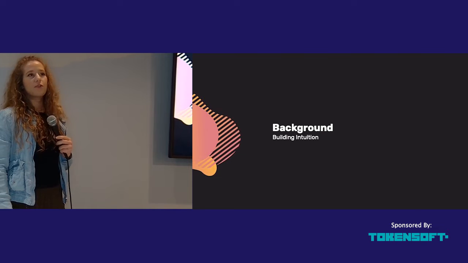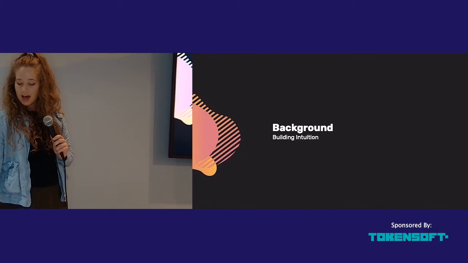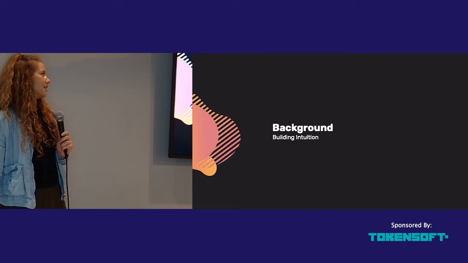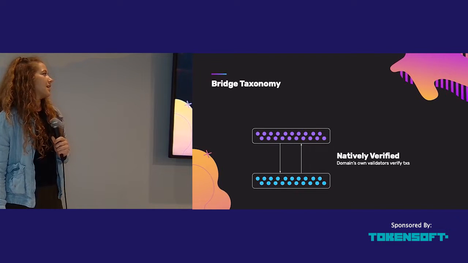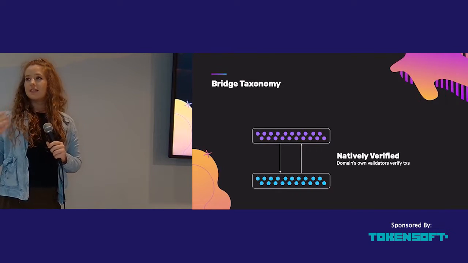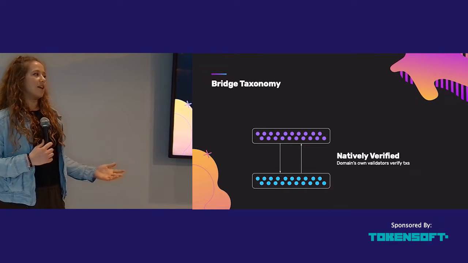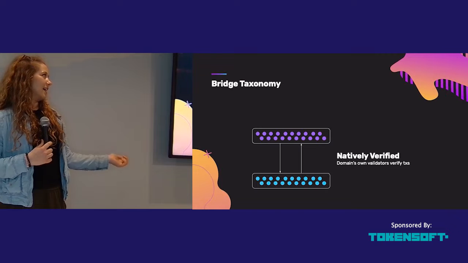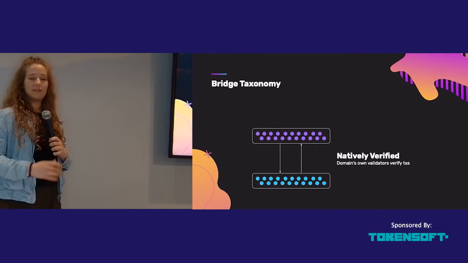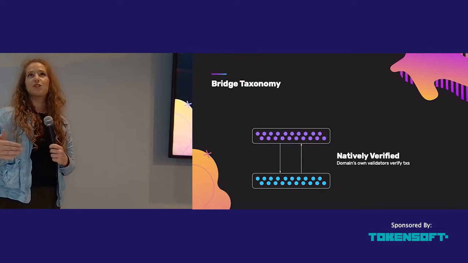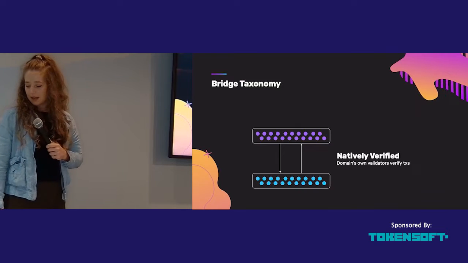Okay, so first I want to go through a little bit of background. I'll go through this pretty quickly since we did just do a talk about bridges, and just go through the different types and their trade-offs. So first is a natively verified bridge, and basically these are like your light client relays, and what this means is the domain's underlying validators, like the stakers in a PoS chain, are validating that this transfer has happened. Rollup AMBs are a special type of natively verified bridge, but it means that both chains are using their underlying security set to validate that that state transition has happened.